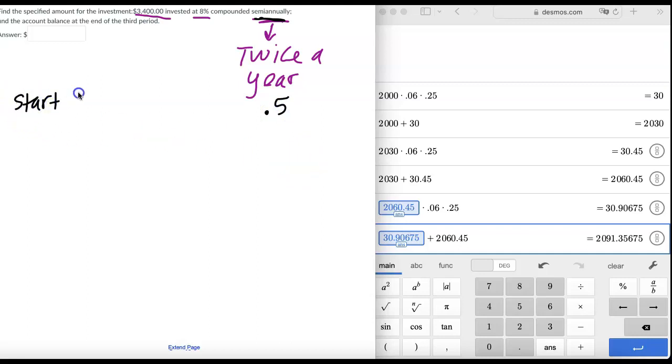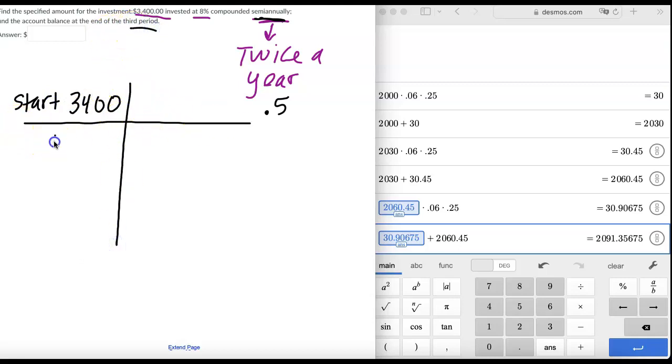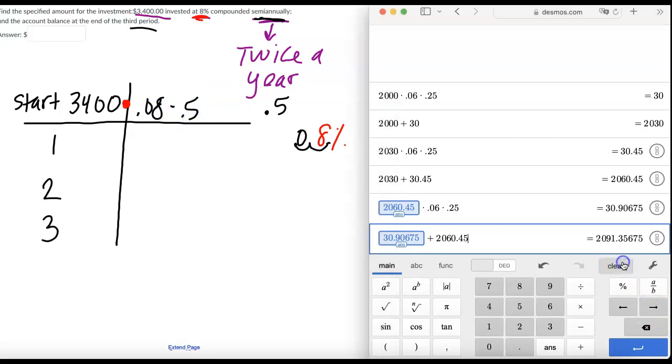Okay, so we're starting with 3,400. And then we're going to do the same thing. We need to find the balance at the end of the third period. But now we're multiplying by 0.5 and our interest is 8%. So if I want to change 8% to a decimal number, I move the decimal back twice. So it's 0.08 and then 0.5. And we're going to do this whole thing again.